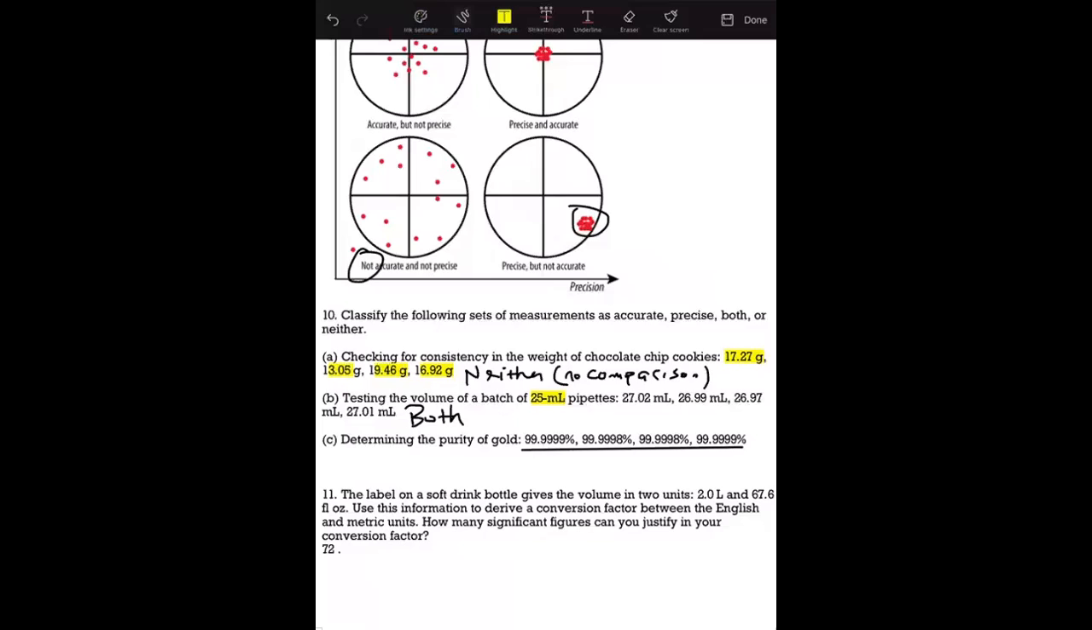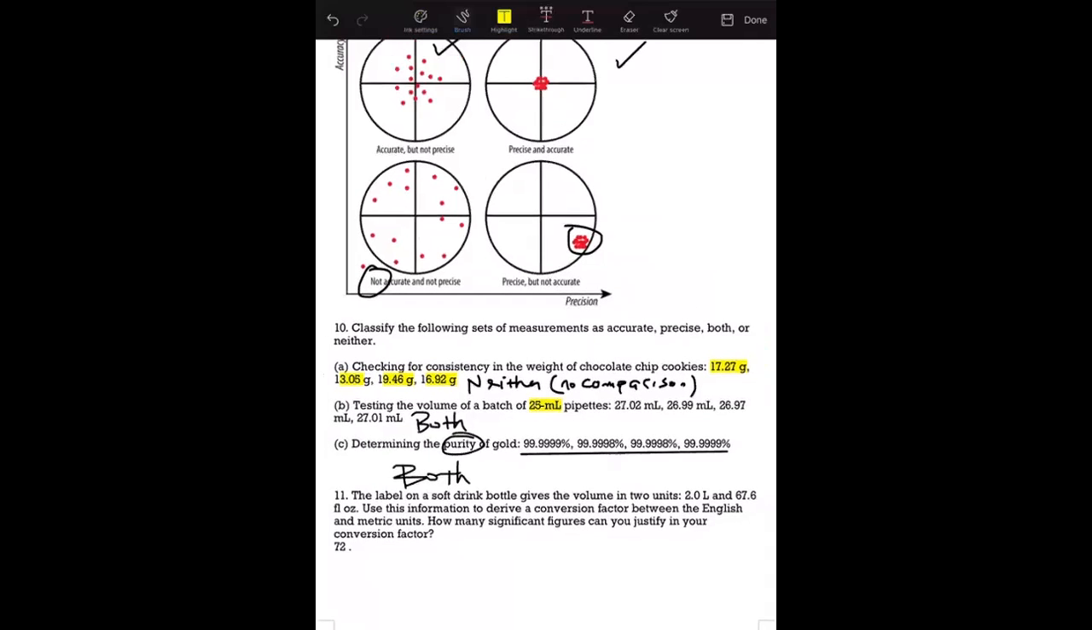Determining the purity of gold. So that's my standard. So my standard is 100%. If it's 100% pure and I'm testing the purity and these are the data points I get, what do you think? How precise are they? Like if we round it up, every one of those would round up to 100%. Is that right? So this is also both accurate and precise.